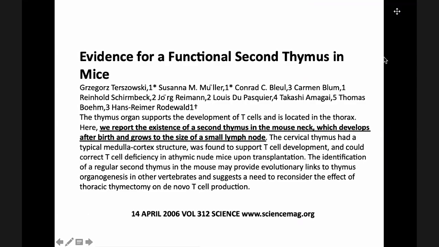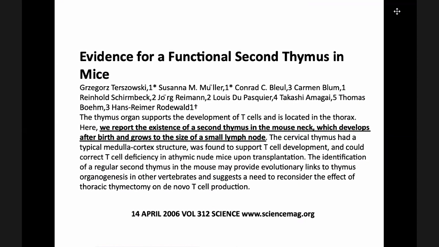So in the previous slide we talked about the presence of this thymus, right? And now there was actually a paper, this was in 2006. They provided evidence in mice for a functional second thymus.